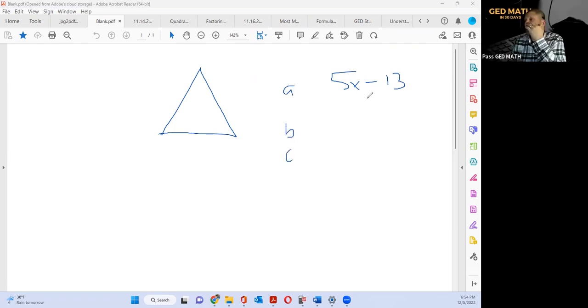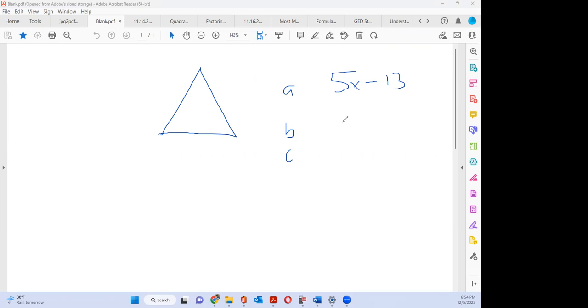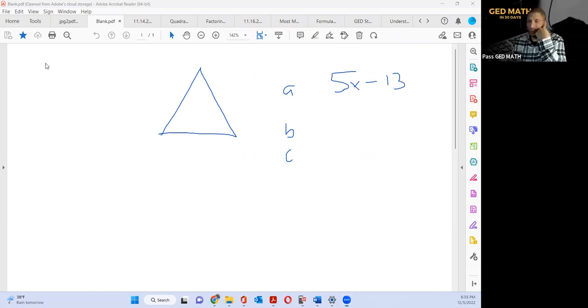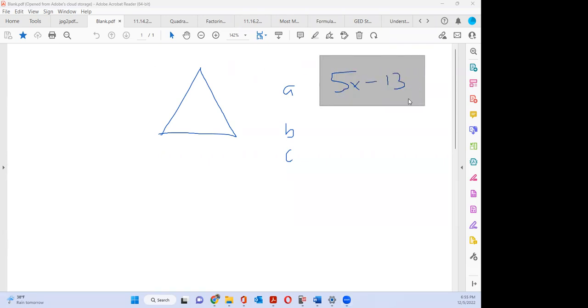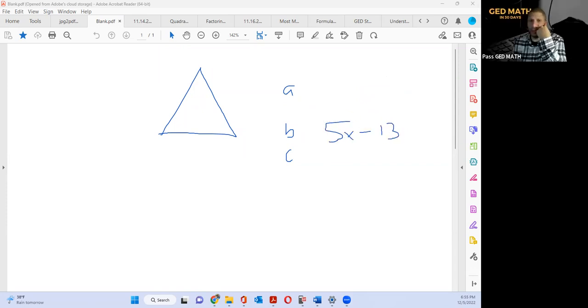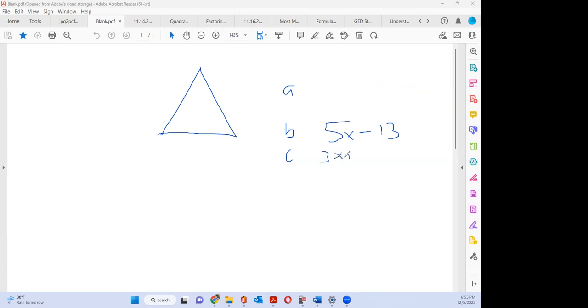And A is what? Oh, A is 0. They don't have anything for A, so A is going to be my X. Okay, so it's the unknown. Right. And my B is 5x minus 13 and my C is 3x plus 3. And what do they want you to do? They want me to find the angle measure.